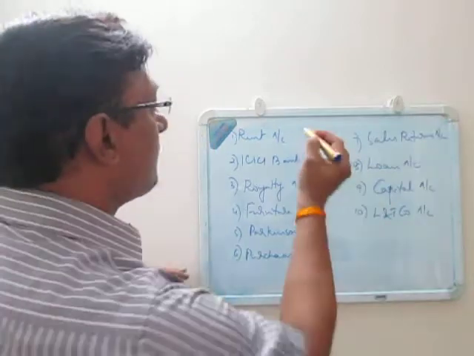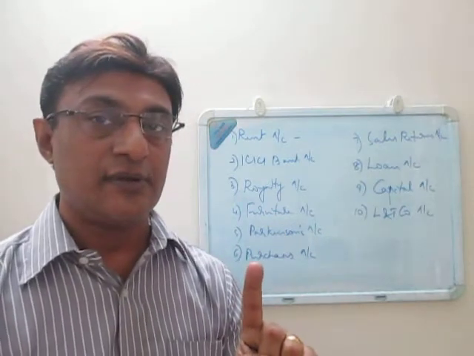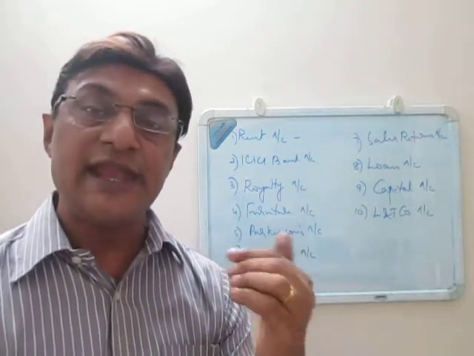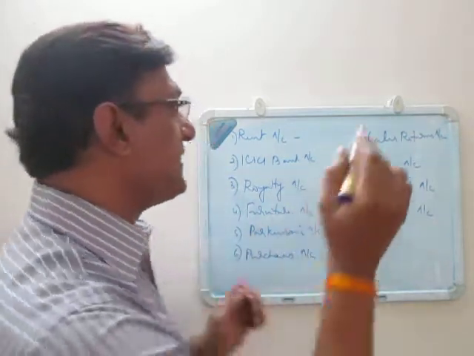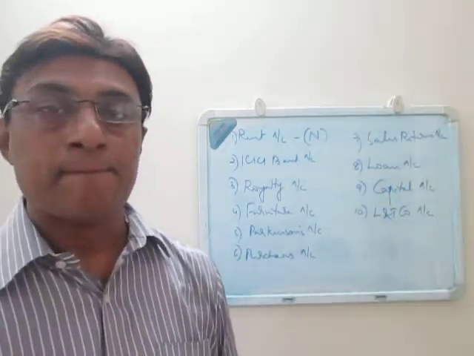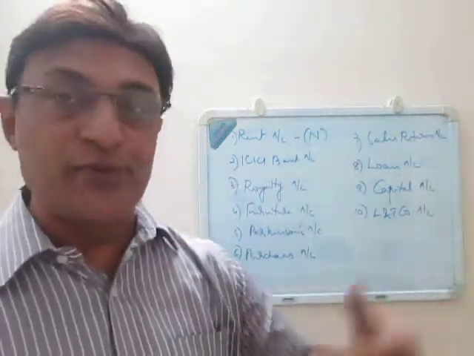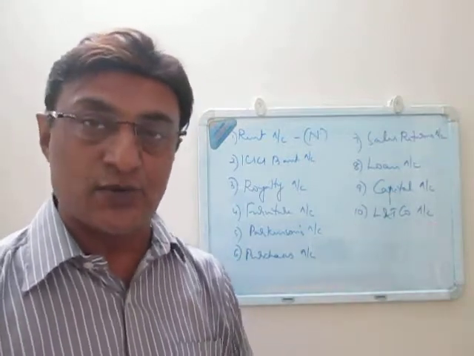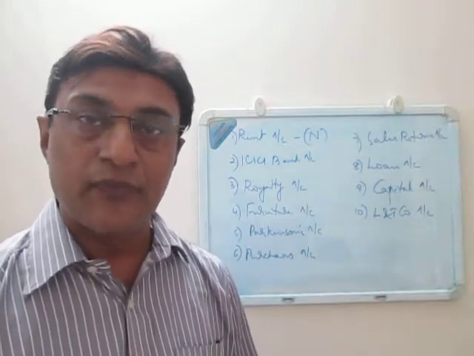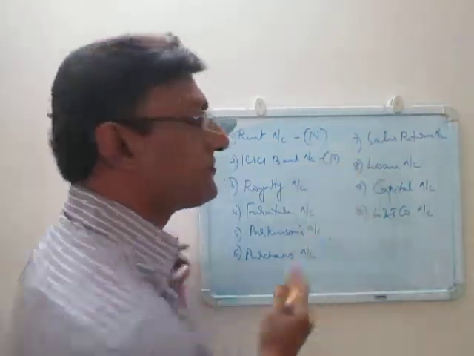Look at the first. Rent account. Rent is not the name of a person. Rent is not an asset or a liability. It is an expenditure. And an expenditure is a nominal account. ICICI bank account, a bank with which I have my account. I have my savings account. I have my fixed deposit account, time deposit account. It is a person. Person's personal account.